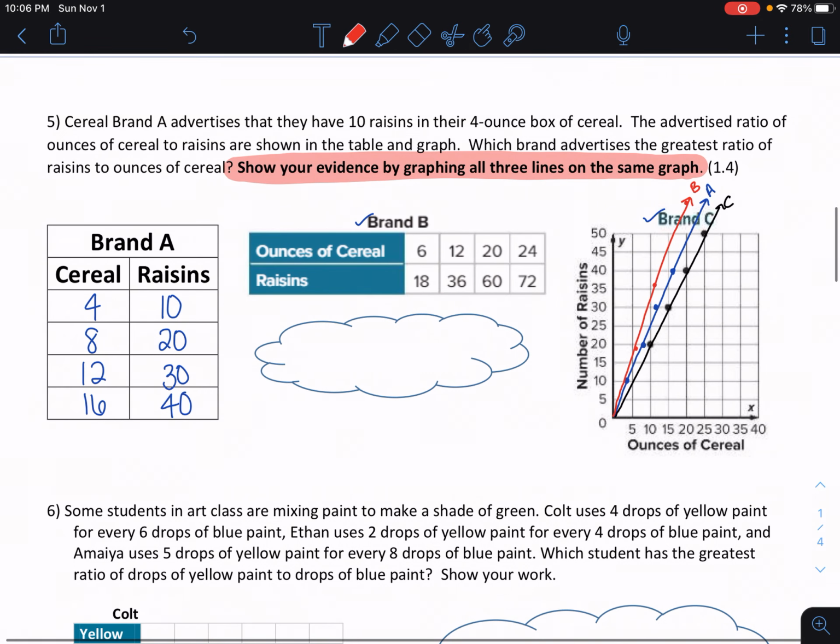When I look at all 3 lines and their data all together, brand B is the steepest line. So brand B has the greatest ratio of raisins to cereal.